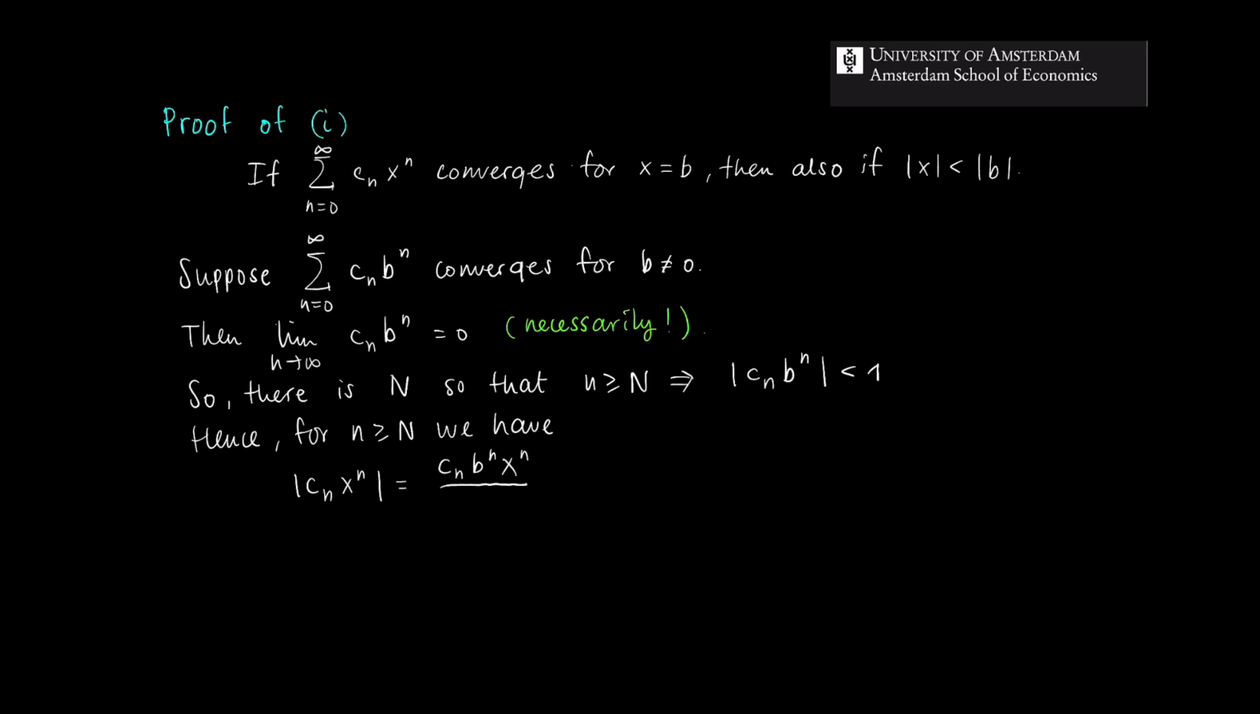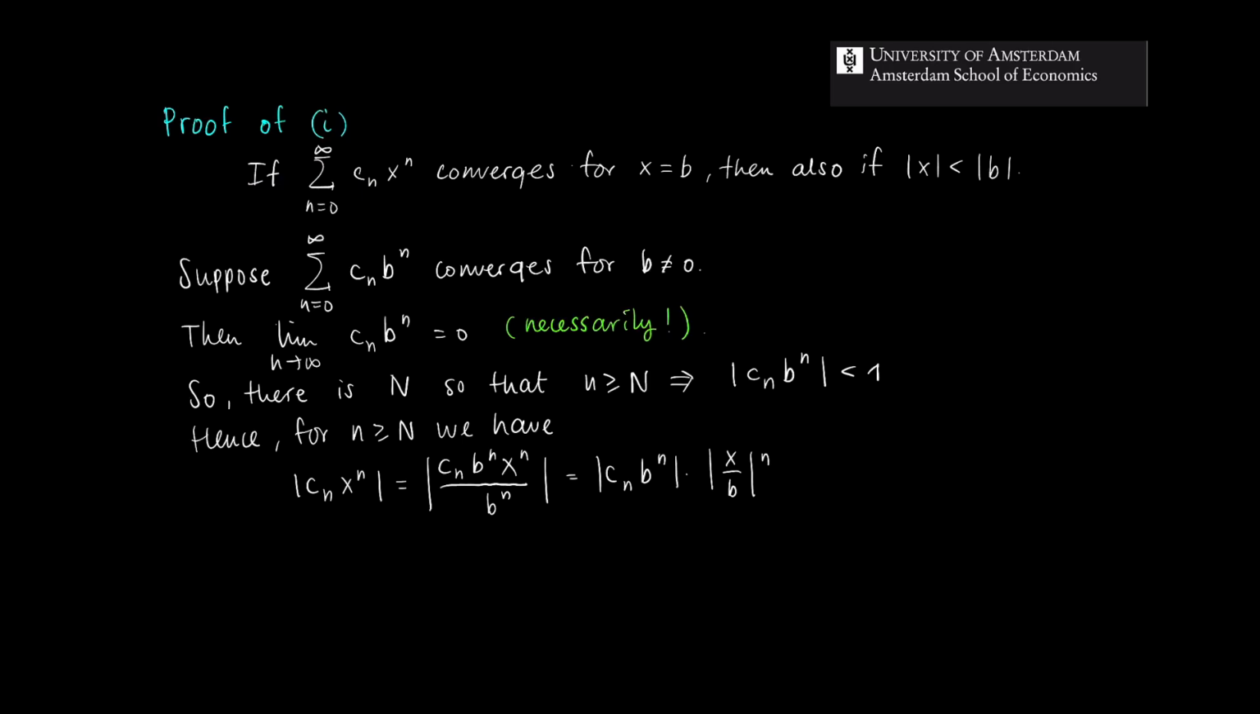Yeah, so since b is unequal to 0, we can do this. And we look at this term in absolute value, right? So what we can do now is take out the factor absolute value of c_n b^n, and what is remaining is the absolute value of the ratio of x and b to the power n.